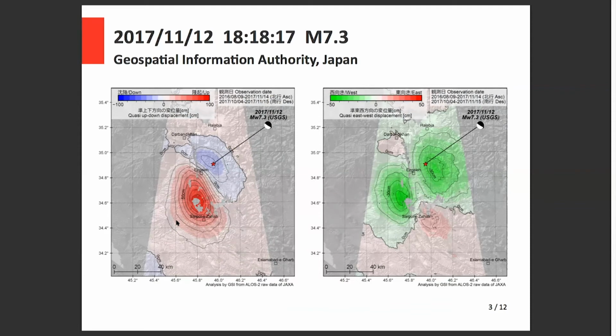Was this ALOS 2 data? Yes, this is ALOS 2. You know, there are 2 directions. I don't see what the differences between those are. I think this one is up and down displacement, and this one is east-west. But it almost looks like the trajectory is north-south for both. Probably the best thing for us is to download it and reproduce their results.